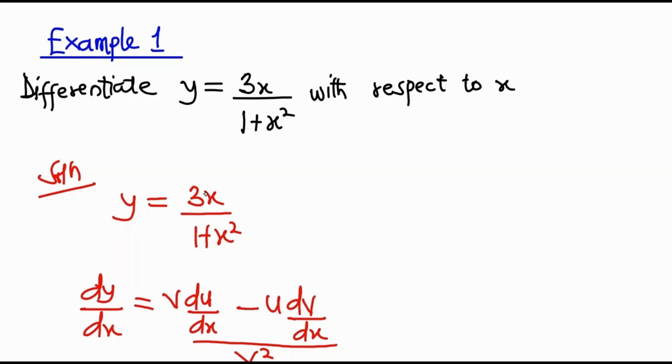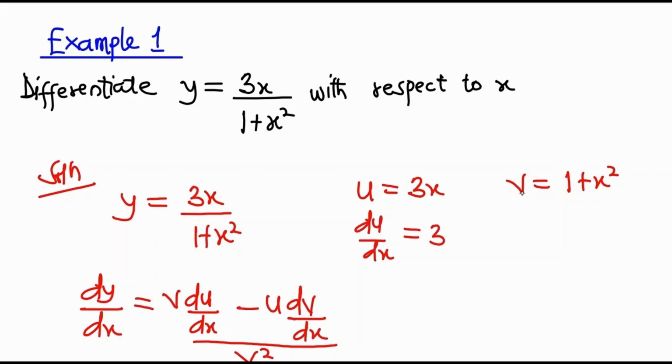So from the function, the numerator will be u, so u is equal to 3x, and the denominator will be v, which implies v is equal to 1 plus x squared. Now after identifying them, we differentiate the functions with respect to x. To differentiate u is equal to 3x, we have du/dx, and differentiating 3x gives us 3. Then we differentiate v with respect to x, which means we have dv/dx, and differentiating 1 plus x squared gives us 2x.